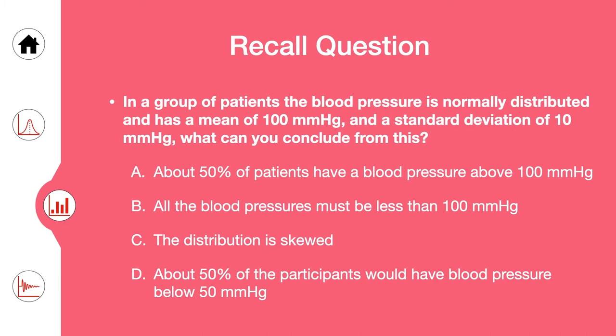All right, so the correct answer is A. About 50% of patients would have a blood pressure above 100 mmHg. The reason for this is that in a normal distribution, the mean would be exactly in the middle. So 50% of patients would be above the mean and 50% would be below the mean.